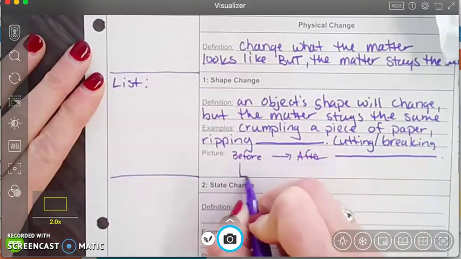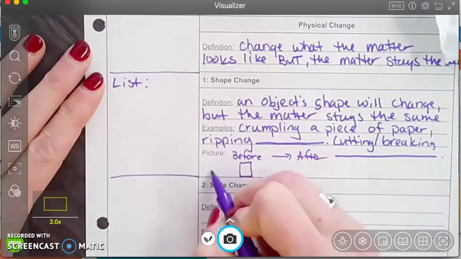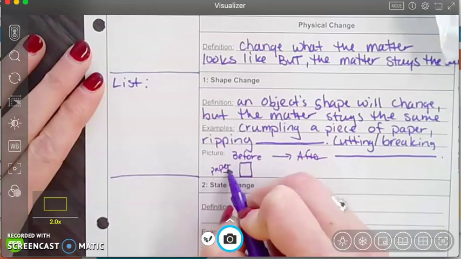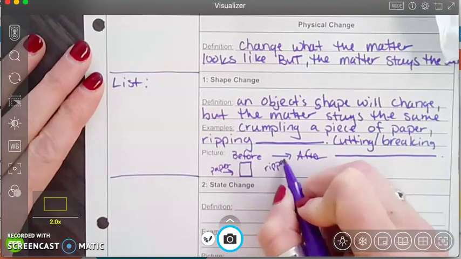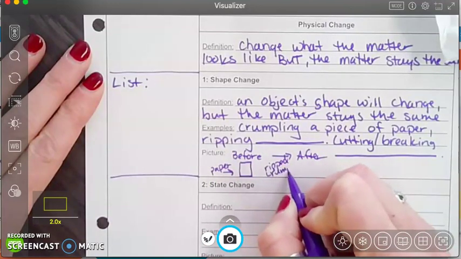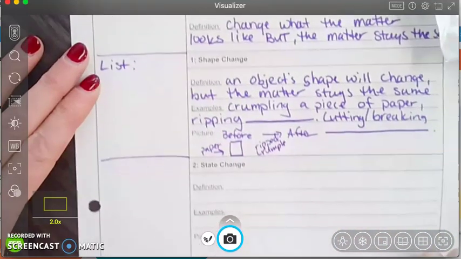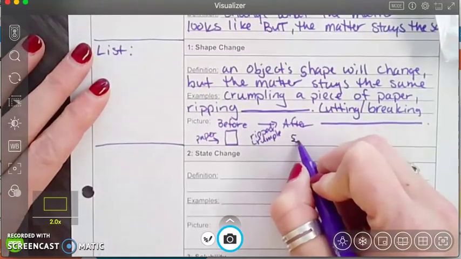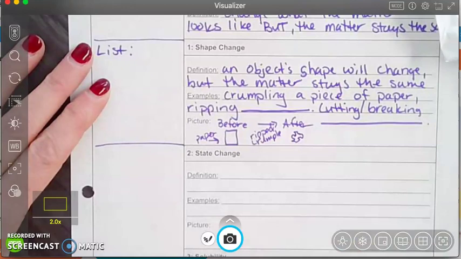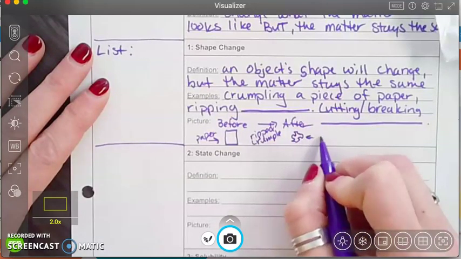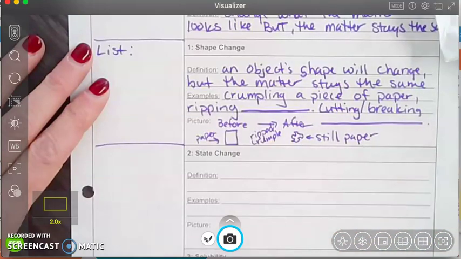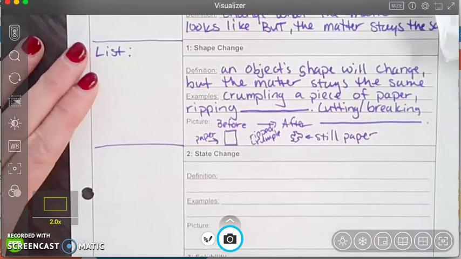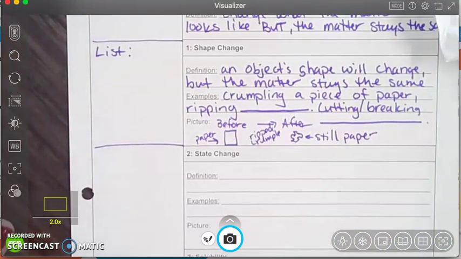So before, I had a nice normal sheet of paper here. Then after, I ripped it and I crumpled it. I want to know what my action is. Now it was really teeny and it was all wobbly, but still paper. So my matter hasn't changed, but it definitely looks different.